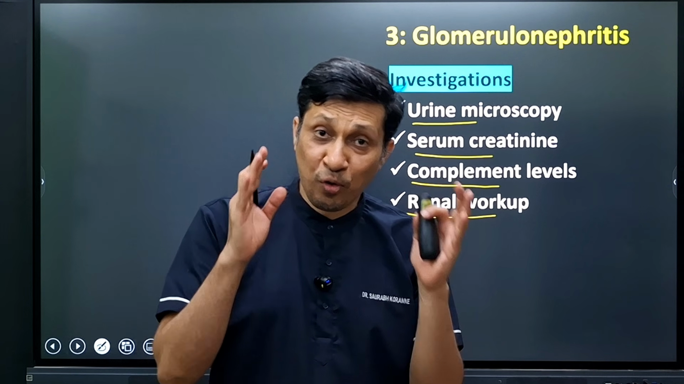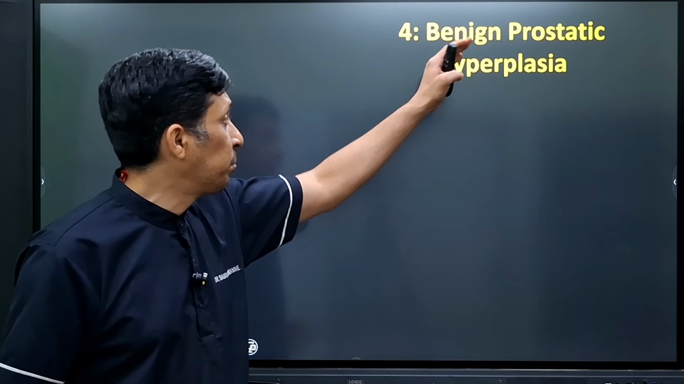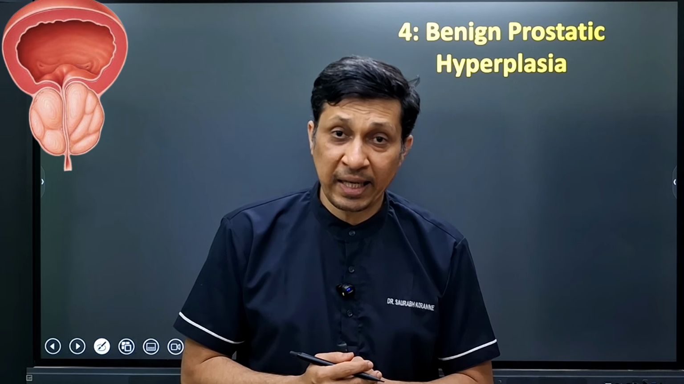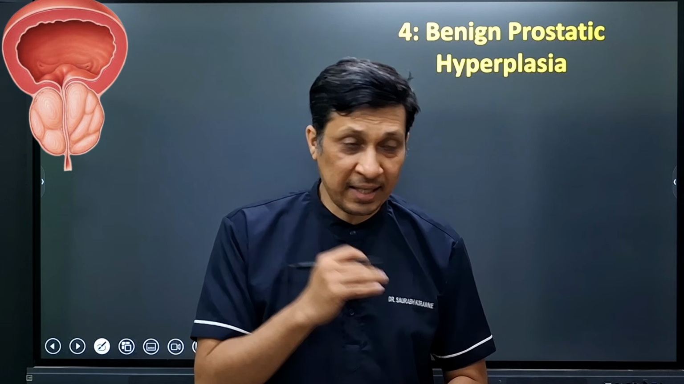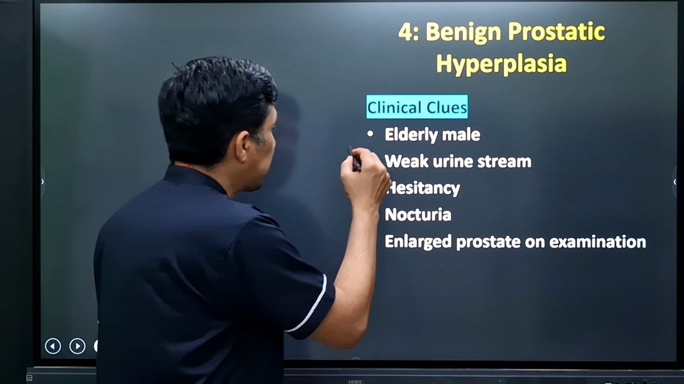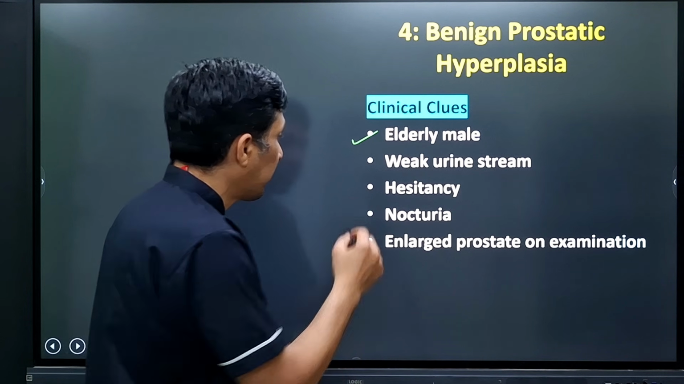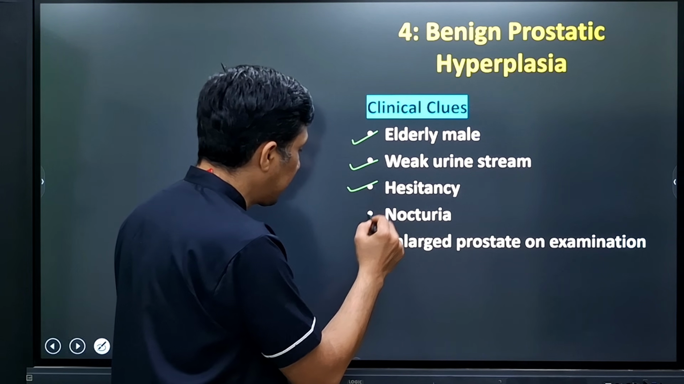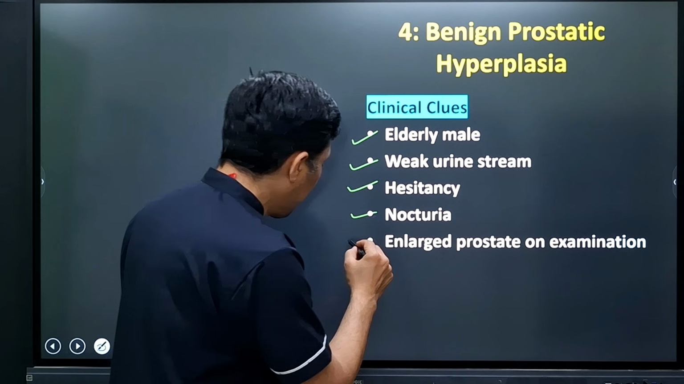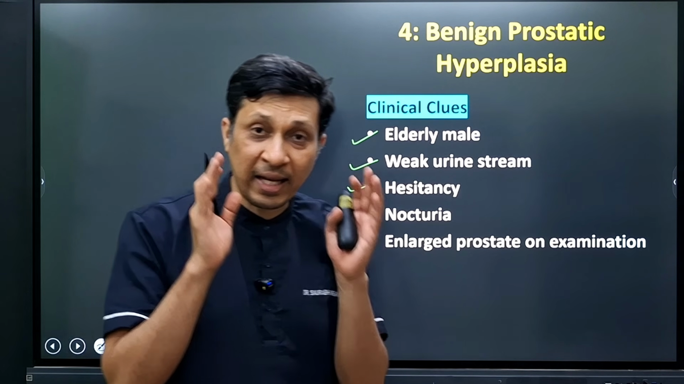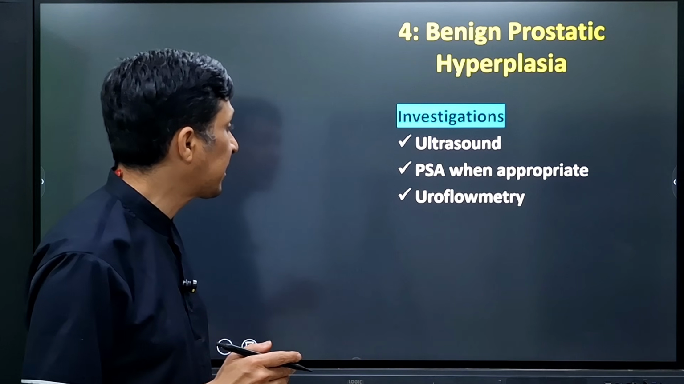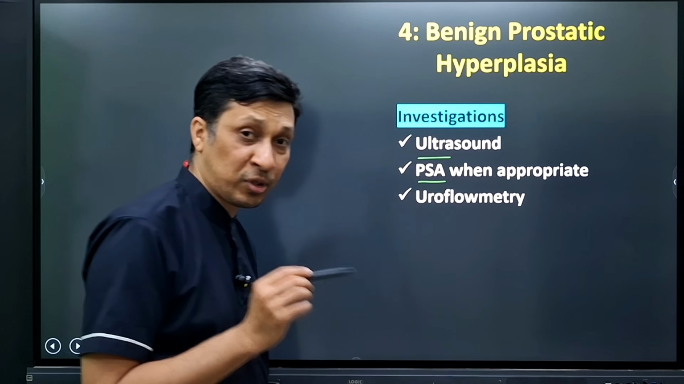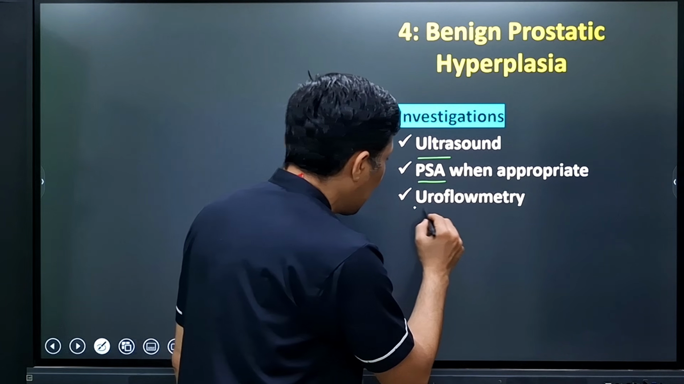Now the fourth important cause of hematuria is benign prostatic hyperplasia. Enlargement and congestion of the prostate leads to hematuria in this case. Now the clues are: the patient is an elderly male. Patient complains of a weak urine stream. There is complaint of hesitancy, nocturia, and if you do examination, you will get an enlarged prostate. Now the investigations that are required here are ultrasound, PSA levels if you suspect prostatic malignancy, and also uroflowmetry.